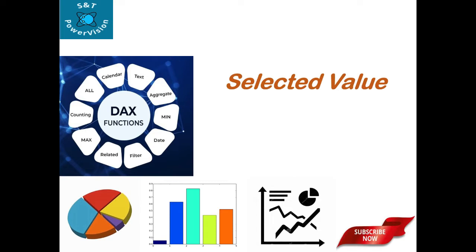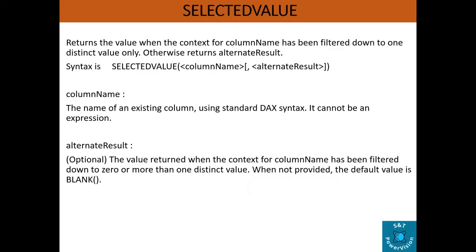In this video, let's learn about the SELECTEDVALUE function here. So we'll see how SELECTEDVALUE works. First of all, we'll see its definition. Basically, it returns the value when the context for the column name has been filtered down to one distinct value only. Otherwise, it returns the alternate result. Its syntax is SELECTEDVALUE, column name, and after that the alternate result.